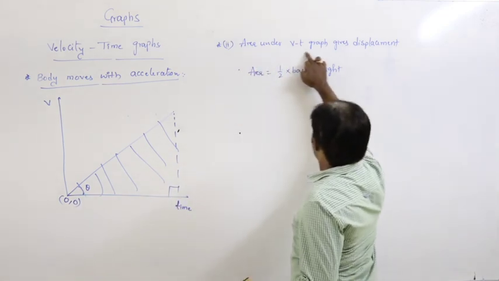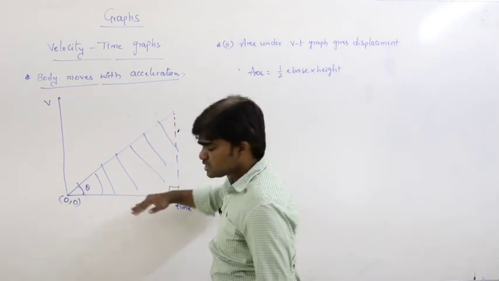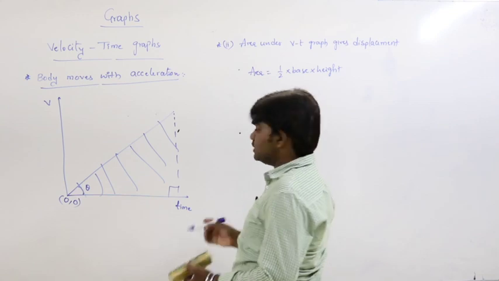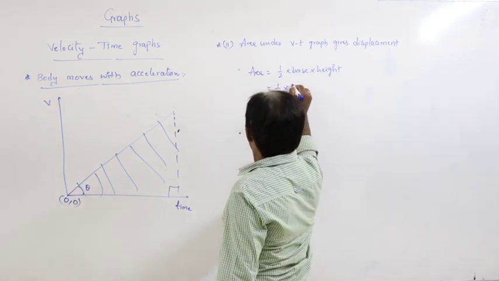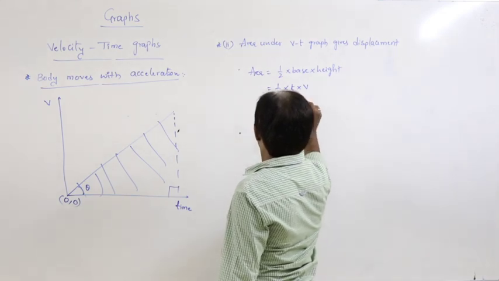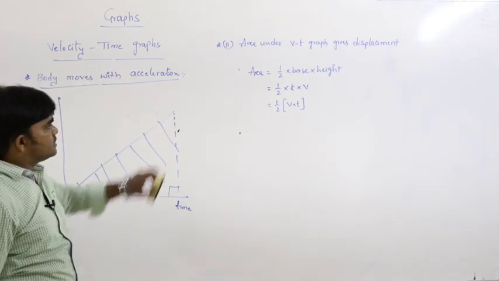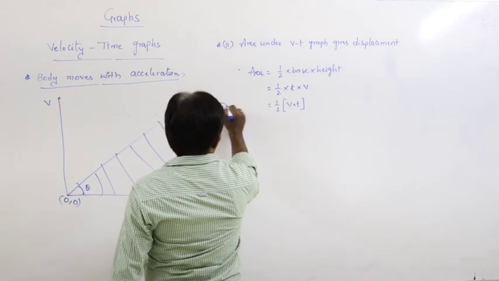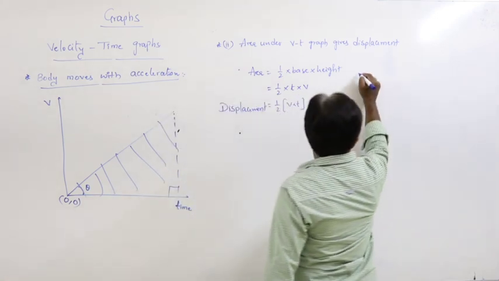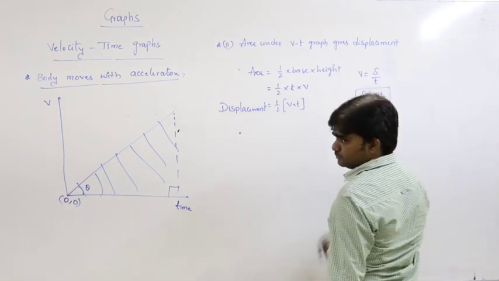What is the condition? The area under the velocity-time graph gives displacement. So the area under this graph is equal to half into base into height. What is the base here? Time. What is the height? Velocity. So half into velocity into time. So this is displacement. The area gives displacement. We know the general formula, velocity is equal to displacement by time, so displacement equals velocity into time.